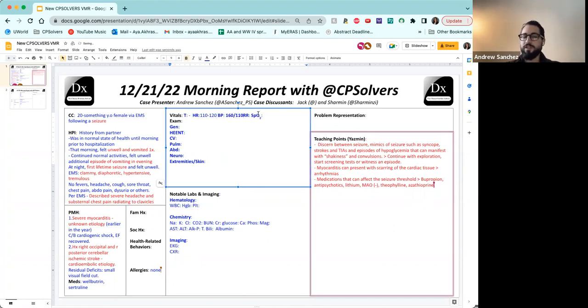For her exam, she was actually quite postictal, so I can't get any history, hence getting the history from her partner. I didn't appreciate any crackles on her exam. Otherwise, her exam was fairly unremarkable, just she was quite postictal.